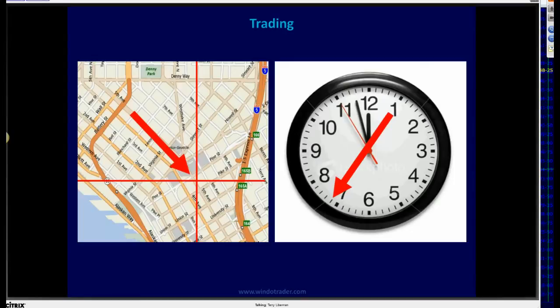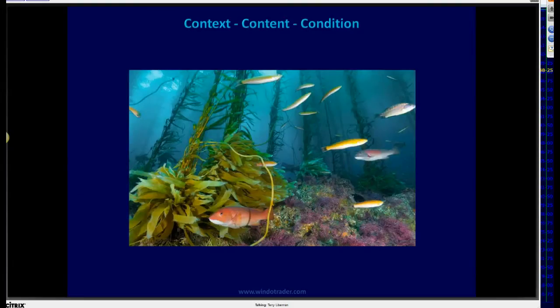One of the things that's key to gaining an edge using the software, though, is really to see beyond the obvious. In other words, to be able to see things that other traders don't see using their software. And when it comes to context and content and condition, the market profile is really one of the best decision support tools out there.